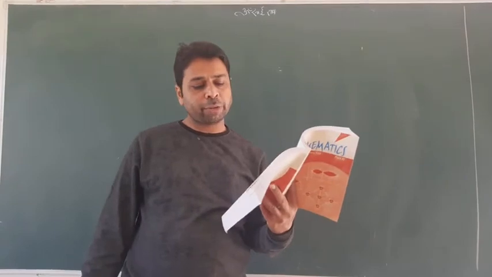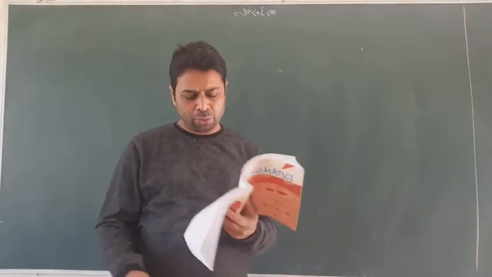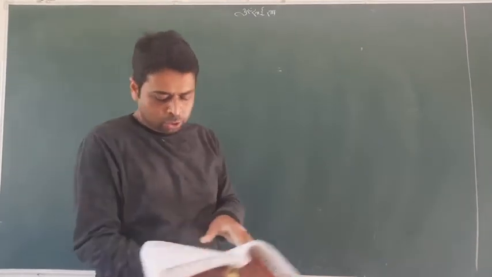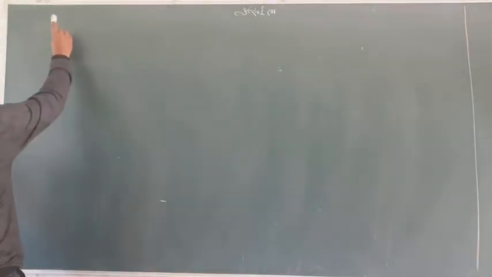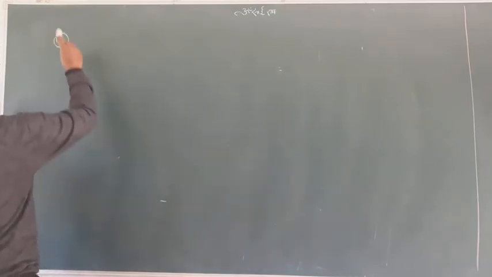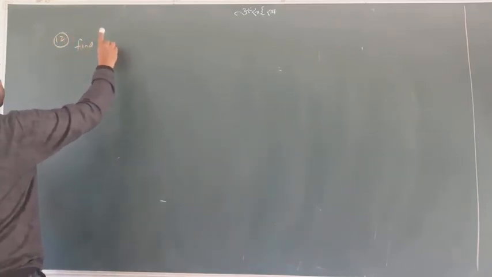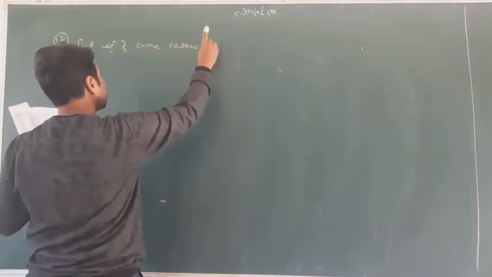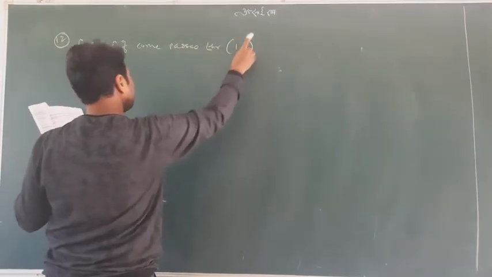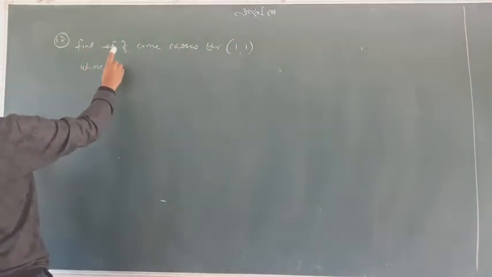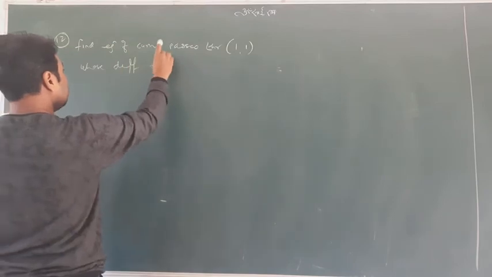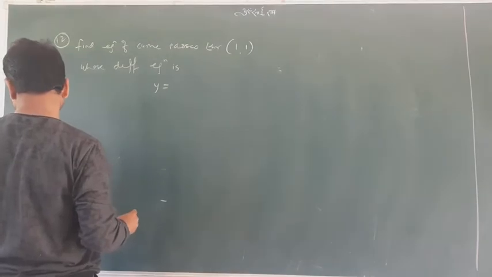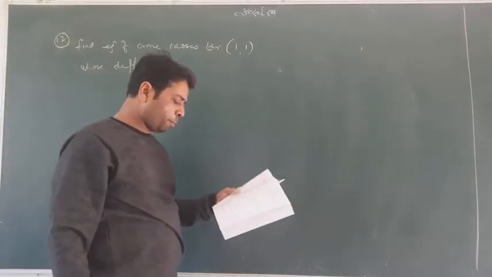Now we have question number 10, we have done it, 11 also. Now the 12th one, example number 12. What does it say? Find the equation of the curve which passes through 1 and 1 and whose corresponding differential equation is y equal to... it is wrongly printed here.